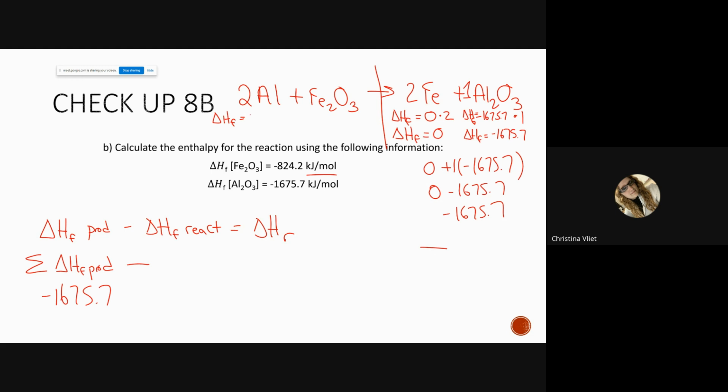2 times 0, right? Or 0 times 2? We're good with that? Equals 0. That's the enthalpy of formation of aluminum. What is the enthalpy of formation of Fe2O3?